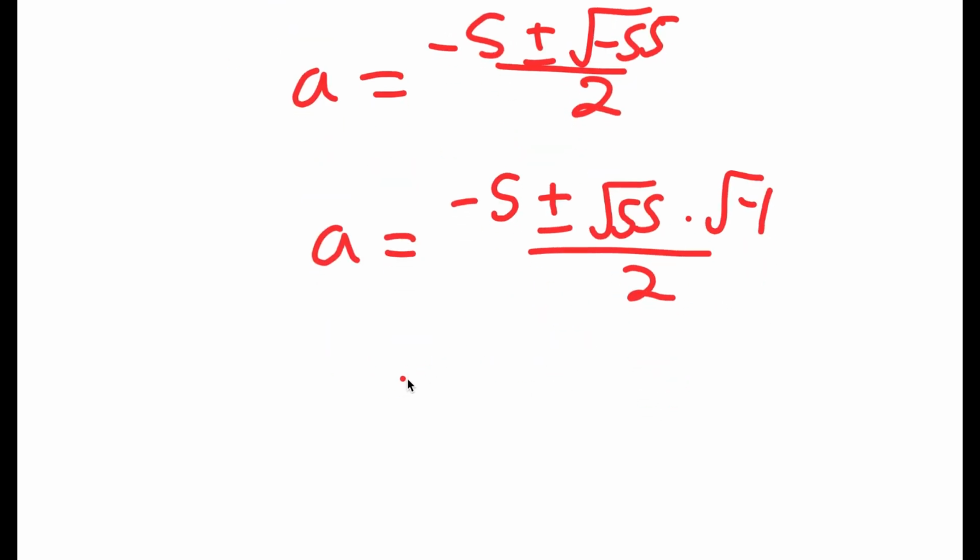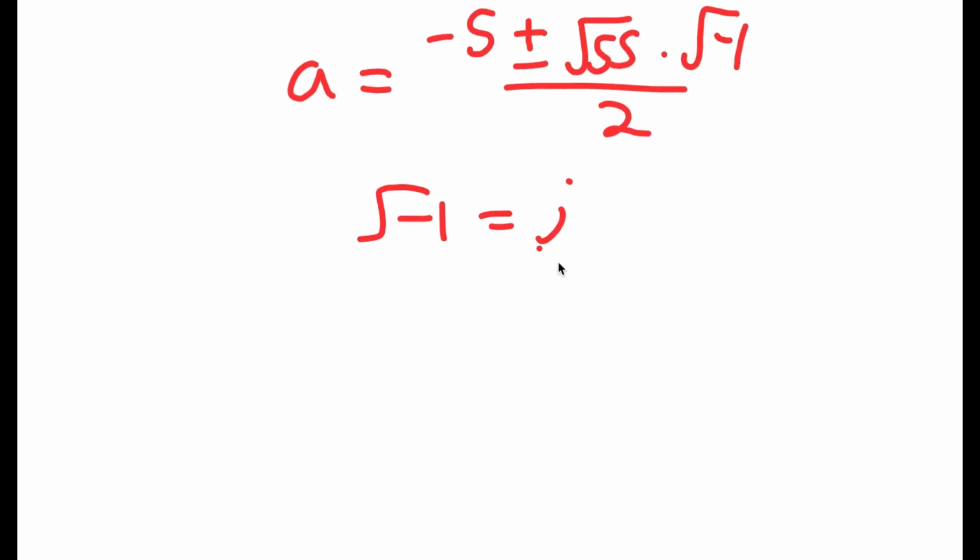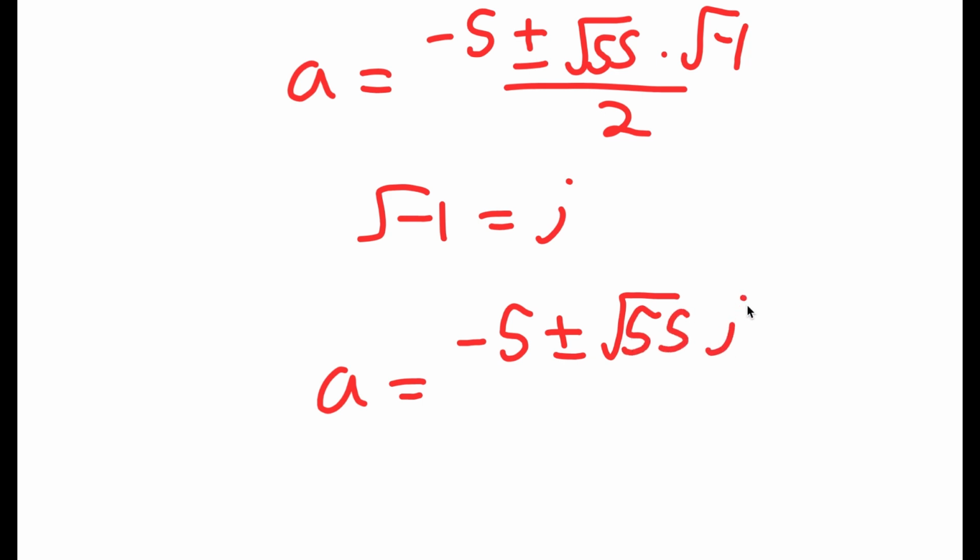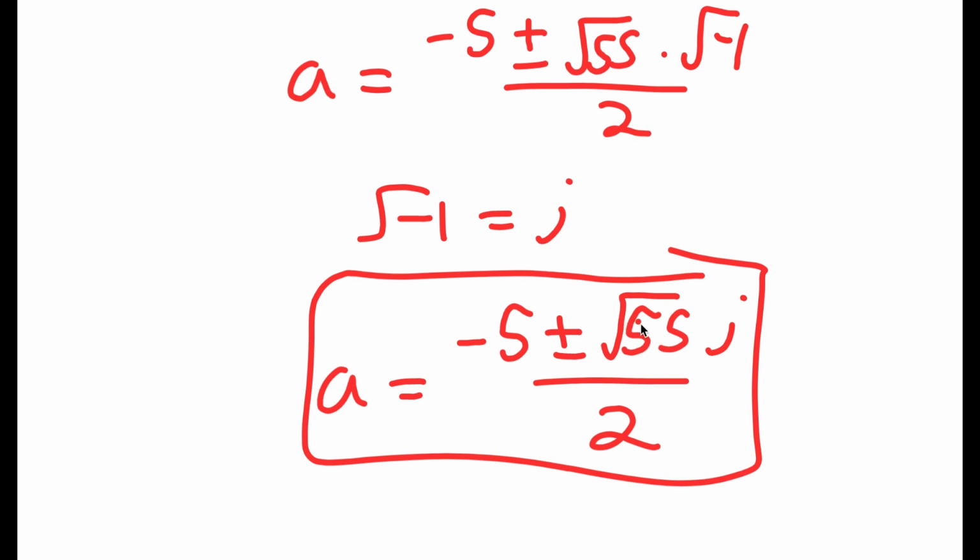And if you didn't already know, the square root of negative 1 is equal to the imaginary number i. So if I replace the square root of negative 1 with i, I get a is equal to negative 5 plus or minus the square root of 55 i over 2. So that's how I got the square root of 55i.